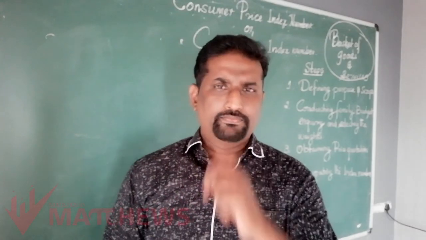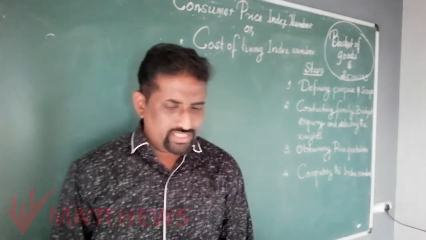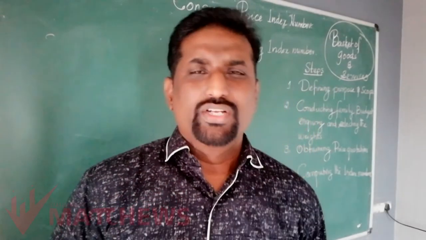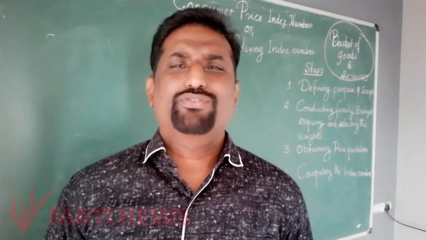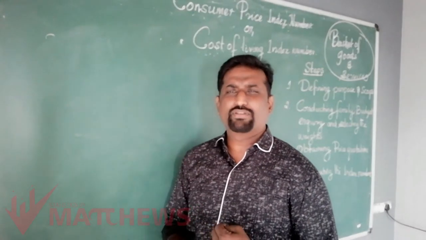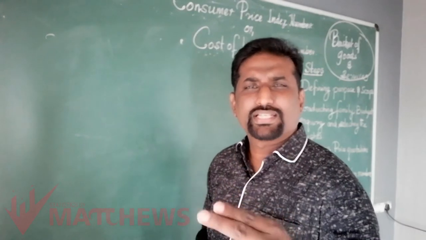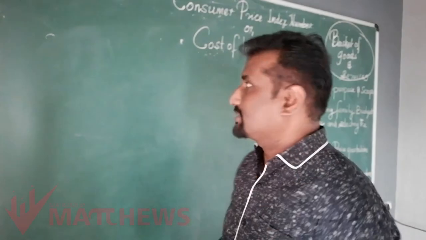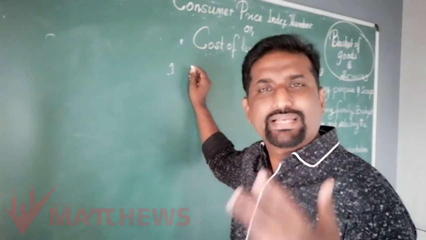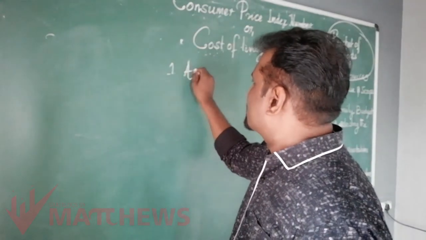The next, last one, is computing an index number. Now, students, once we have the data, we have to look into which formula should be used. There are only two formulae that we'll be using for construction of the consumer price index number. Number one is called the aggregative expenditure method.